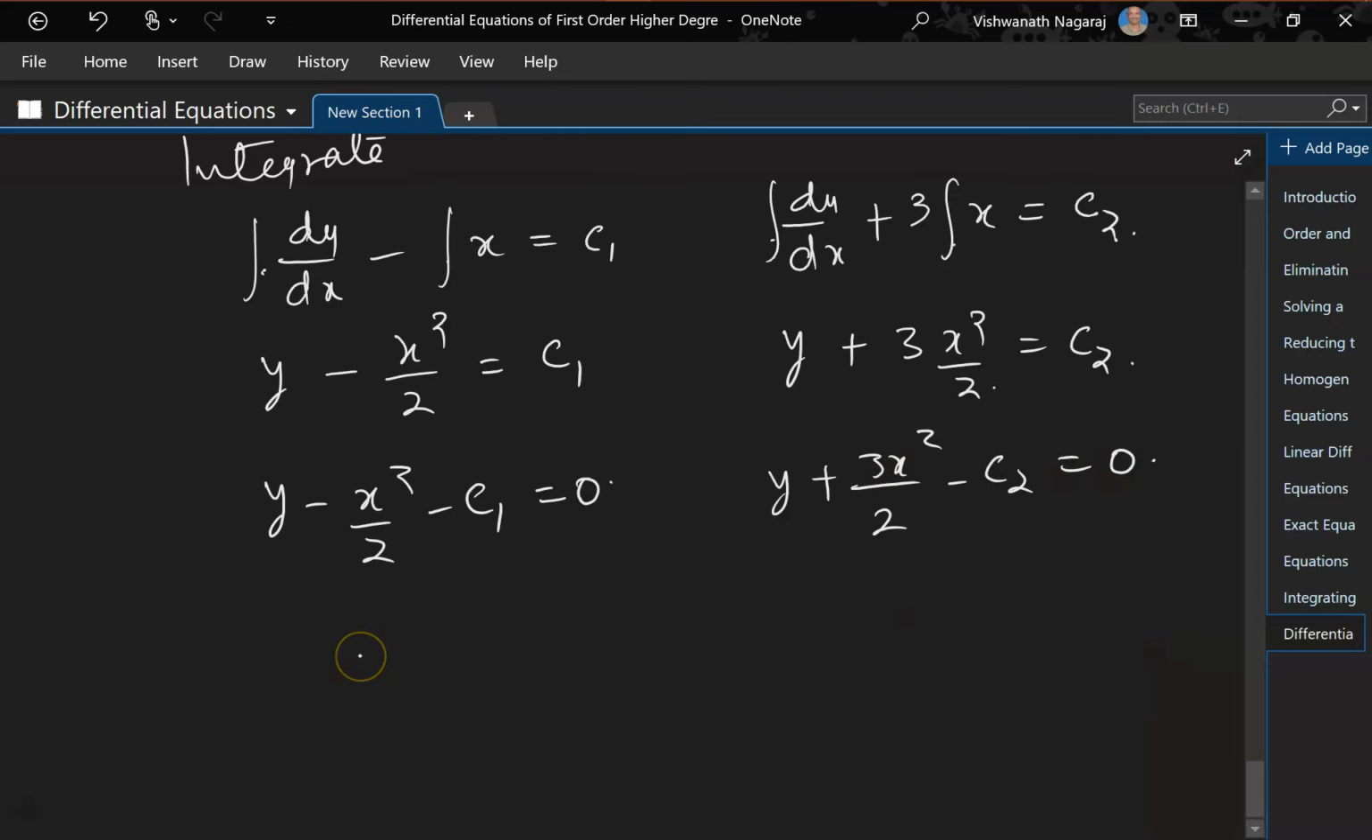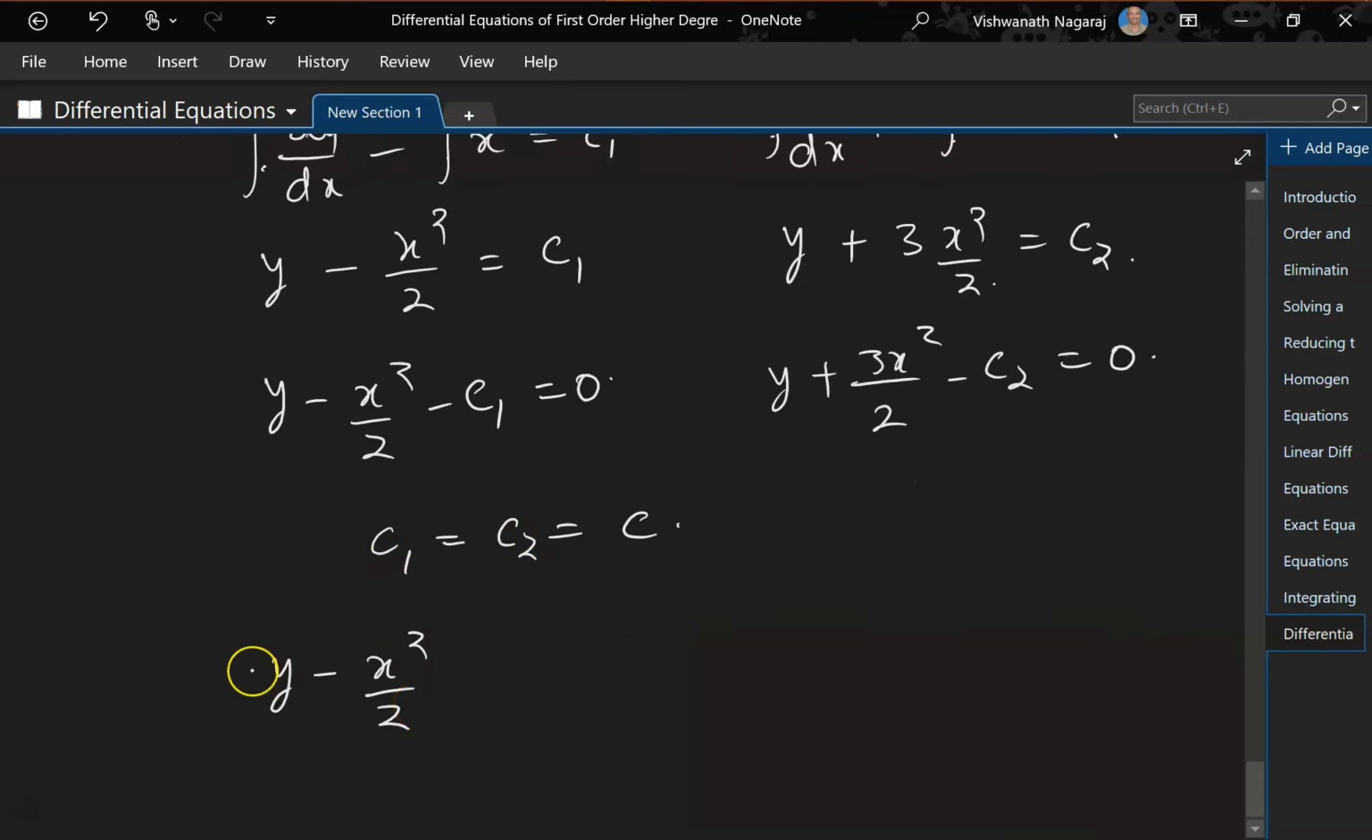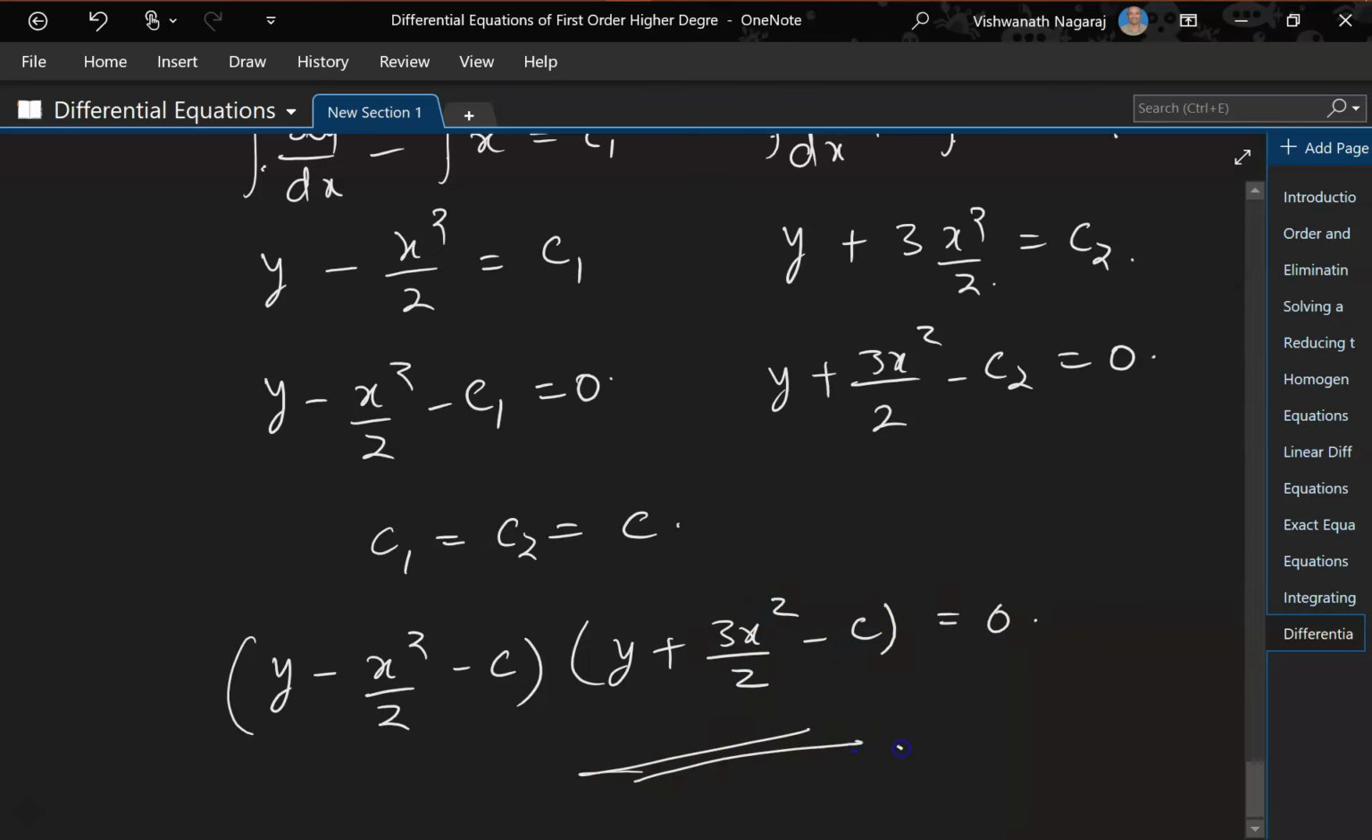Okay, now let's treat c1 equal to c2 is equal to c. The solution would be y minus x square by 2 minus c times y plus 3x square by 2 minus c is equal to 0. So that is the solution.